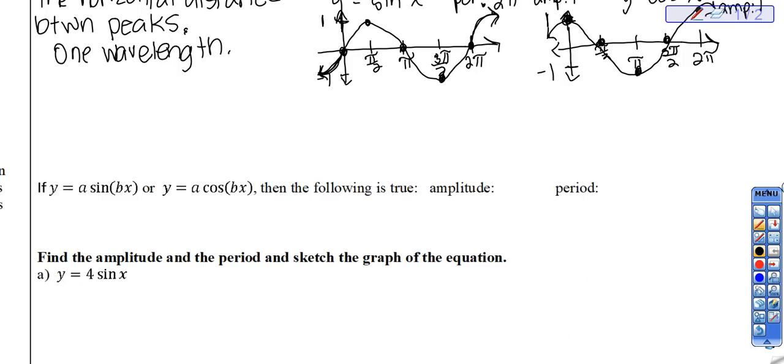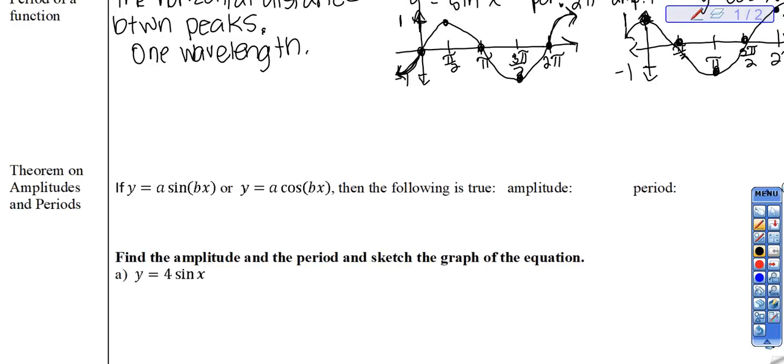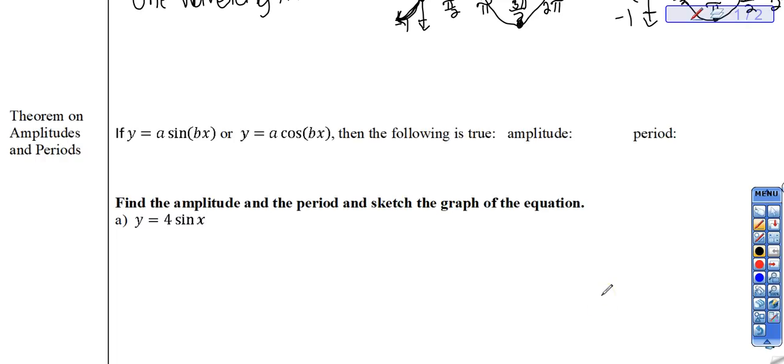All right, so here we have this next part of our notes. Here is the theorem on amplitudes and periods. And these are working off of your wave functions. So it says this: if y equals a times sine of bx, or y equals a times cosine of bx, then the following is true. The amplitude, which I will do in red, is the absolute value of a. It is an absolute value because you're measuring a vertical distance, and distance is always positive. Okay. And then the period I will do in blue.